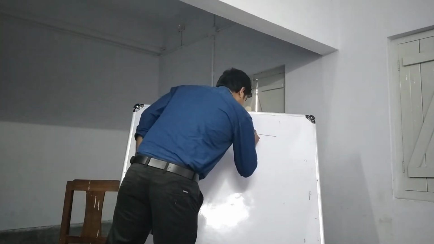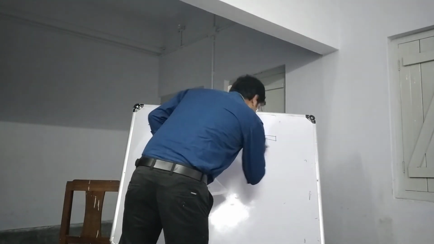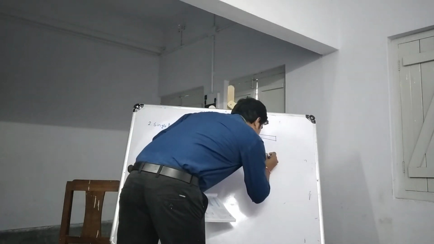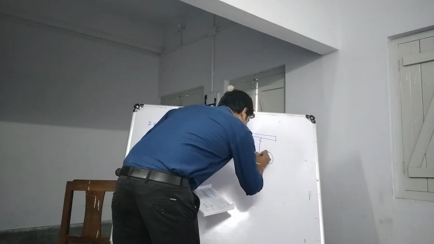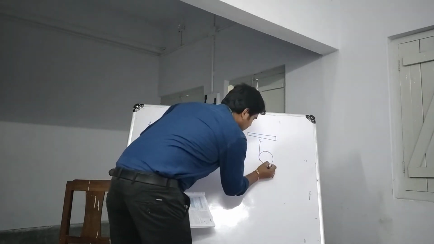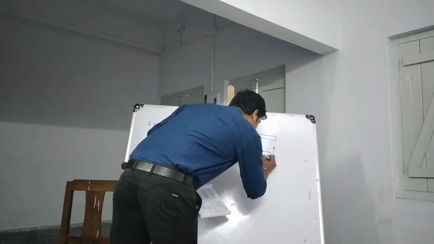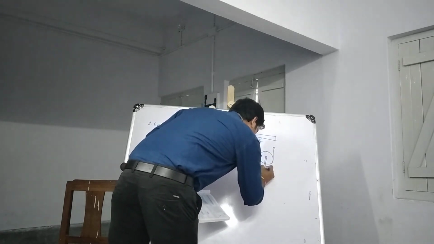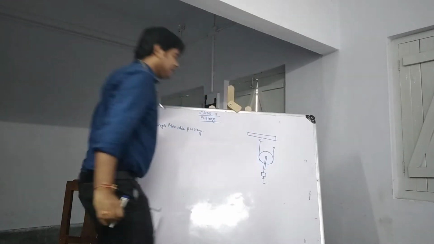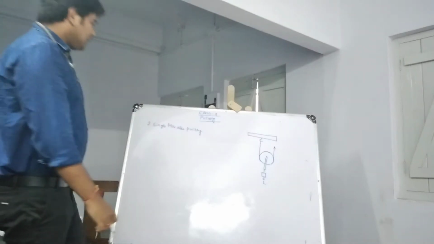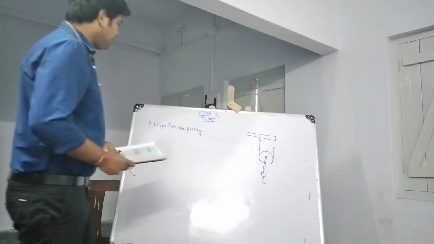I am drawing a single movable pulley. We need a rigid support. This is a rigid support. This is a hook. If this is a pulley, then a string is passing through that grooved ring in this way, and this is the frame, and from this frame the load L is suspended in the downward direction. Got it?